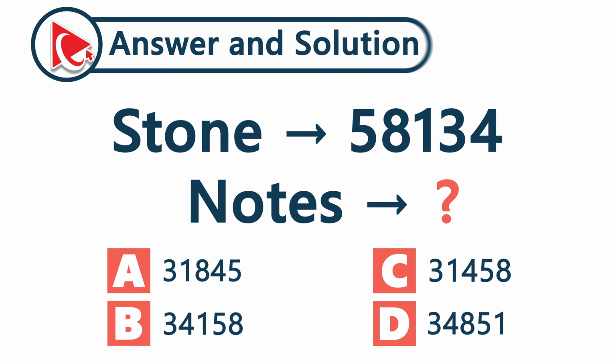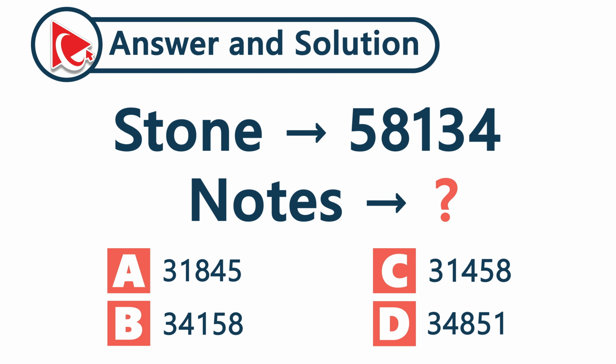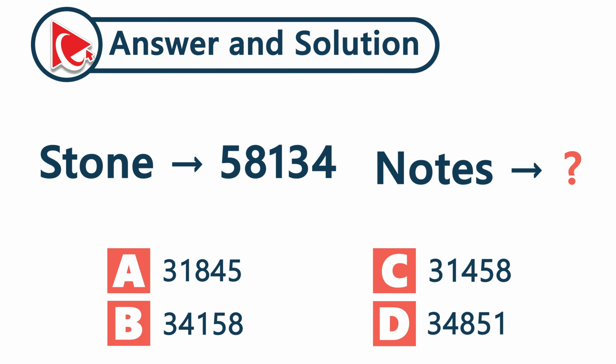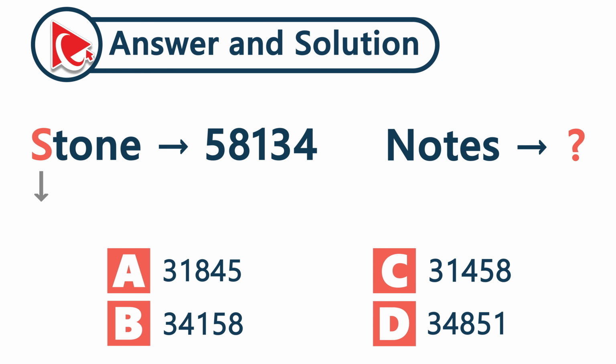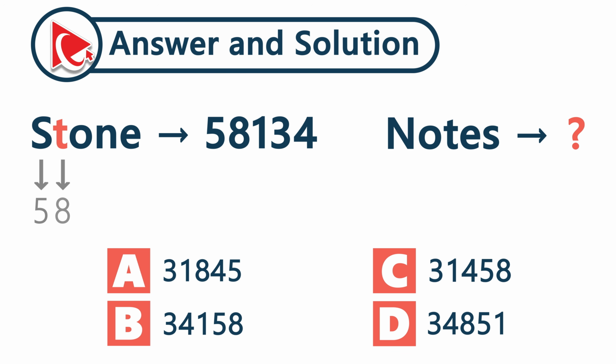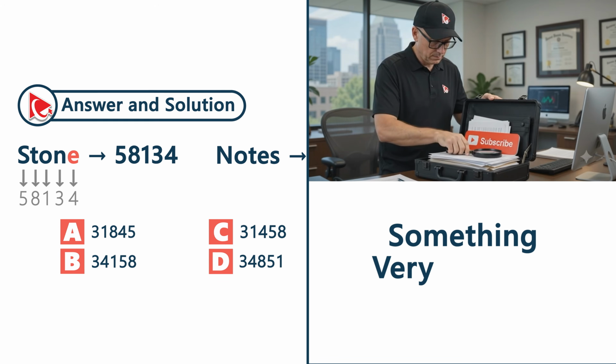Let's take a close look. What we're given is that the stone matches the numbers 58134, which means that each letter in the word stone matches a specific digit. Let's match the letters in the order. S matches 5, T matches 8, O matches 1, N matches 3, and E matches 4.